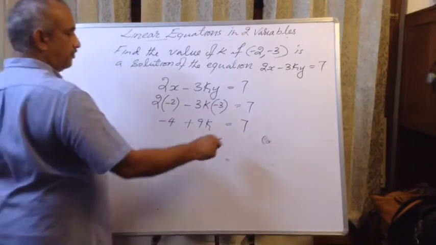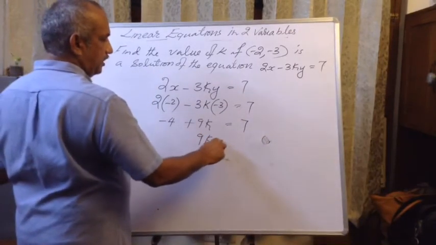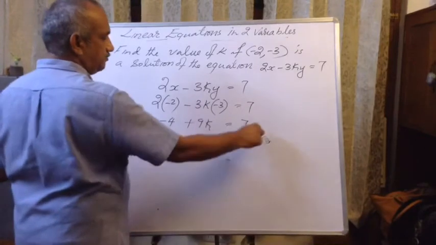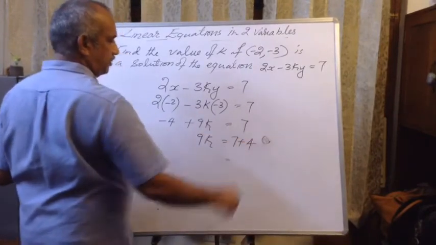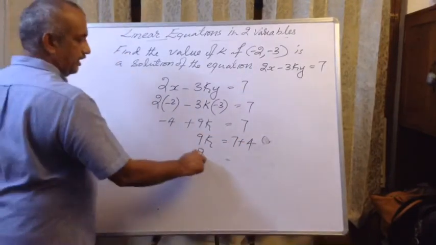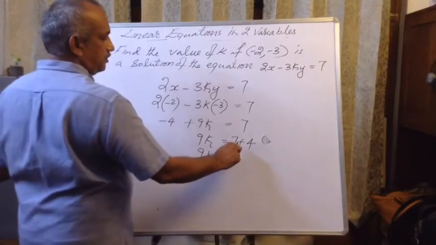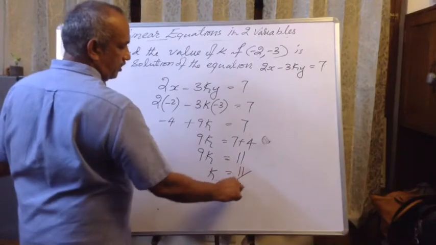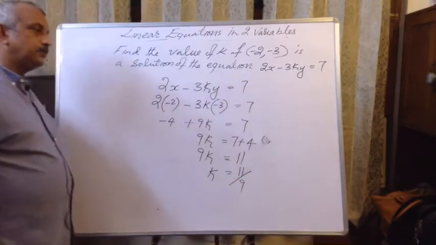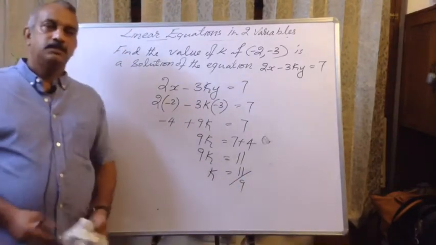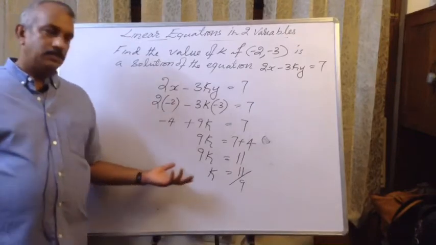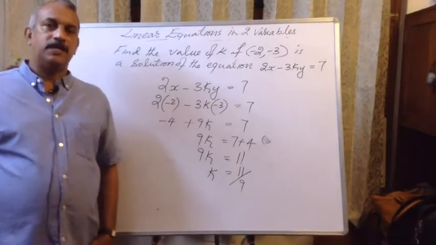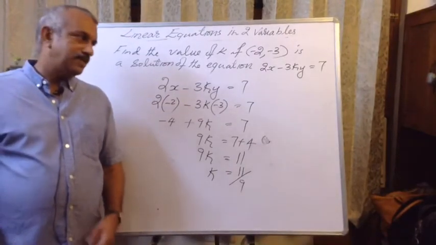Now I am taking 4 to the other side. 9k is equal to 7 minus here plus there, 7 plus 4. Or 9k is equal to 11. Or k is equal to 11 upon 9. That's why I told you the answer can be in fraction. See, don't get confused whether your answer is correct or wrong when you get fraction and all. Answer can be in fraction.